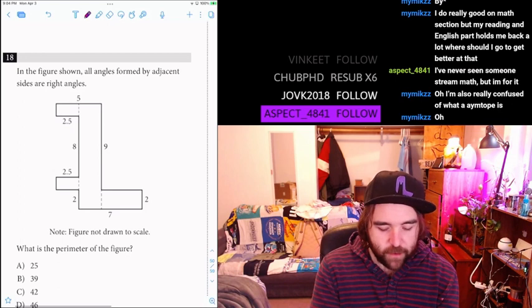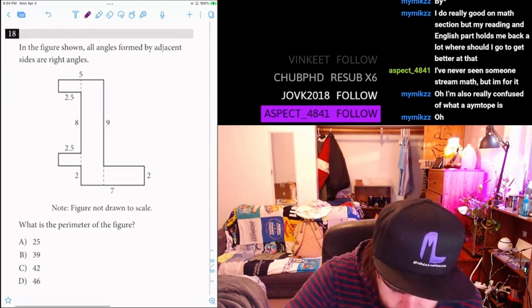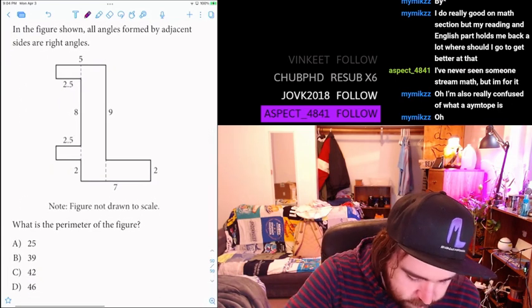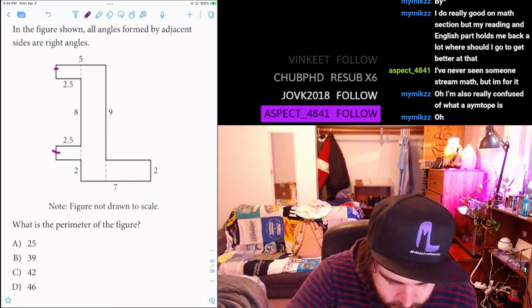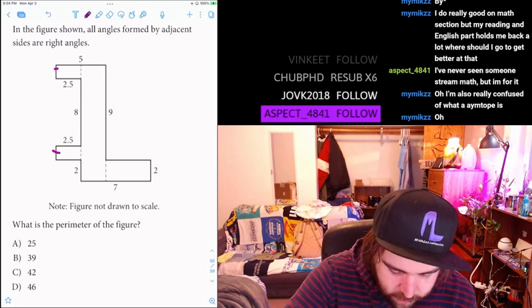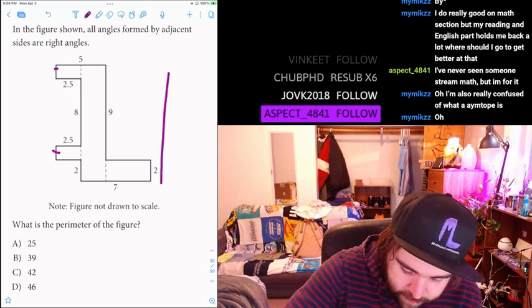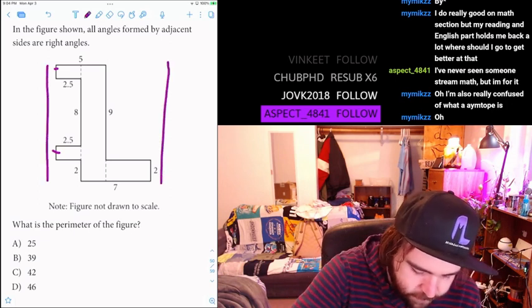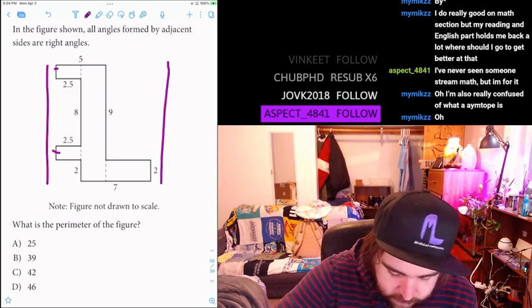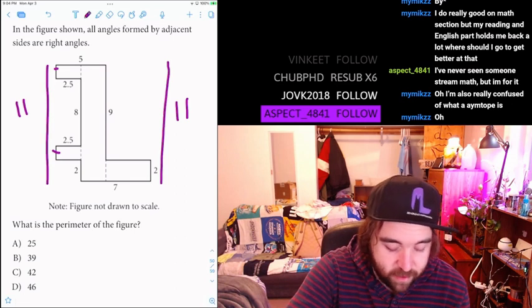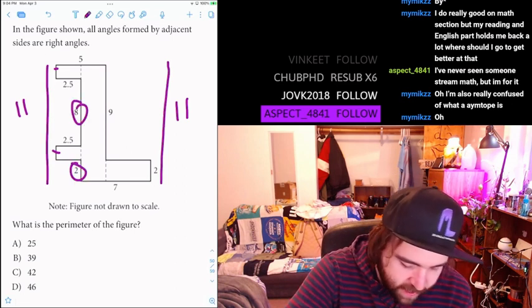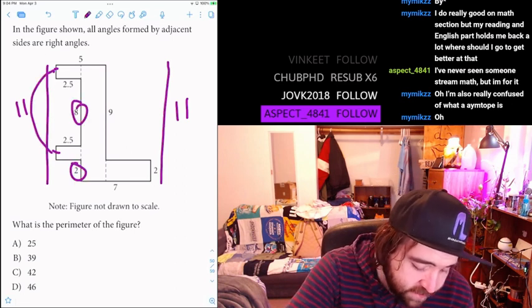All right, let's find the perimeter here. So I guess the biggest thing is we just have to find these 2 extra sides. That's really all we're missing. So how are we going to find those sides? So we're going to look at this whole bit and this whole bit as the idea. So we're going to say that that whole bit is 11, which means that this whole bit has to be 11.